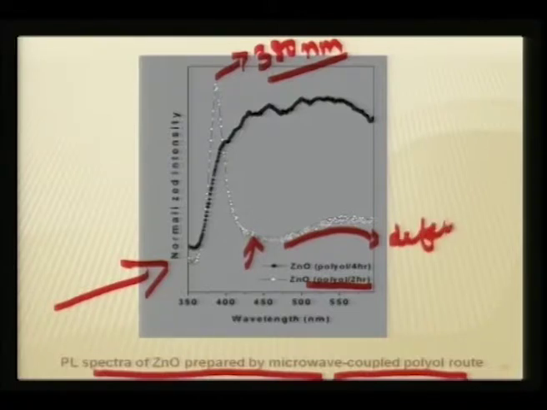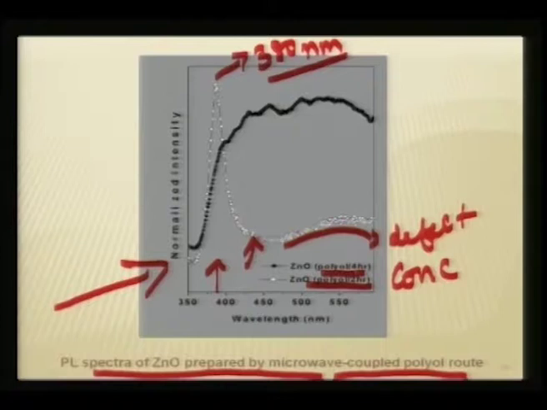This hump is actually attributed to defect concentration, and the peak is attributed to band emission. So, in the 2 hour exposed polyol route, you can clearly say that you are able to get this 380 nanometer emission peak, whereas if you expose this for 4 hours in microwave, you can see that this is the profile that you get. What it means is the band to band emission is totally masked by the defect concentration.